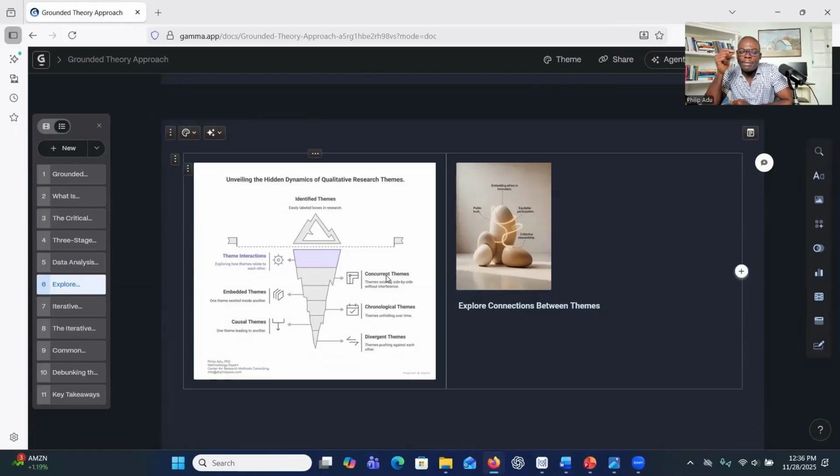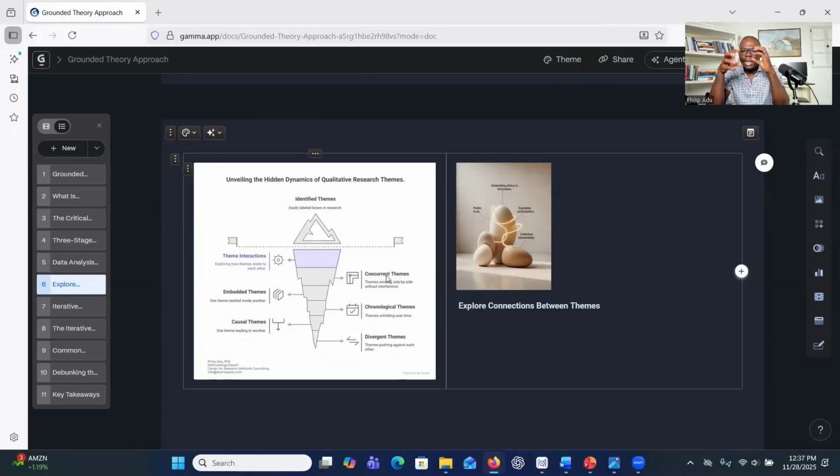We also have divergent relationship. Are they opposite, contradicting each other? We also have a hierarchical relationship. It's one theme under the other, right? We also have a causal relationship. It's one thing leading to the other.